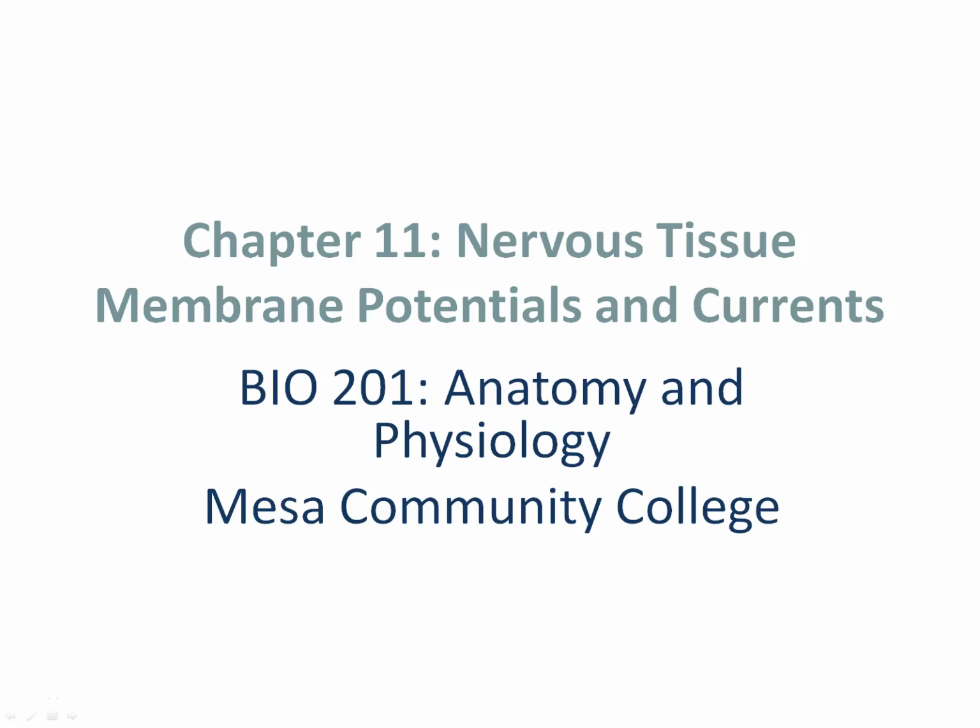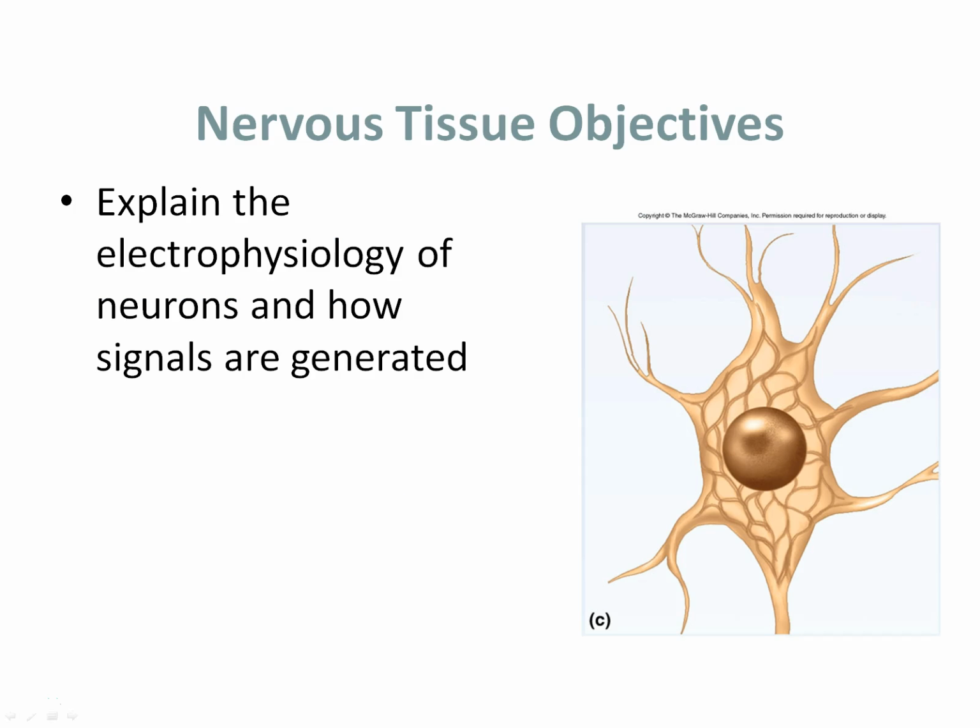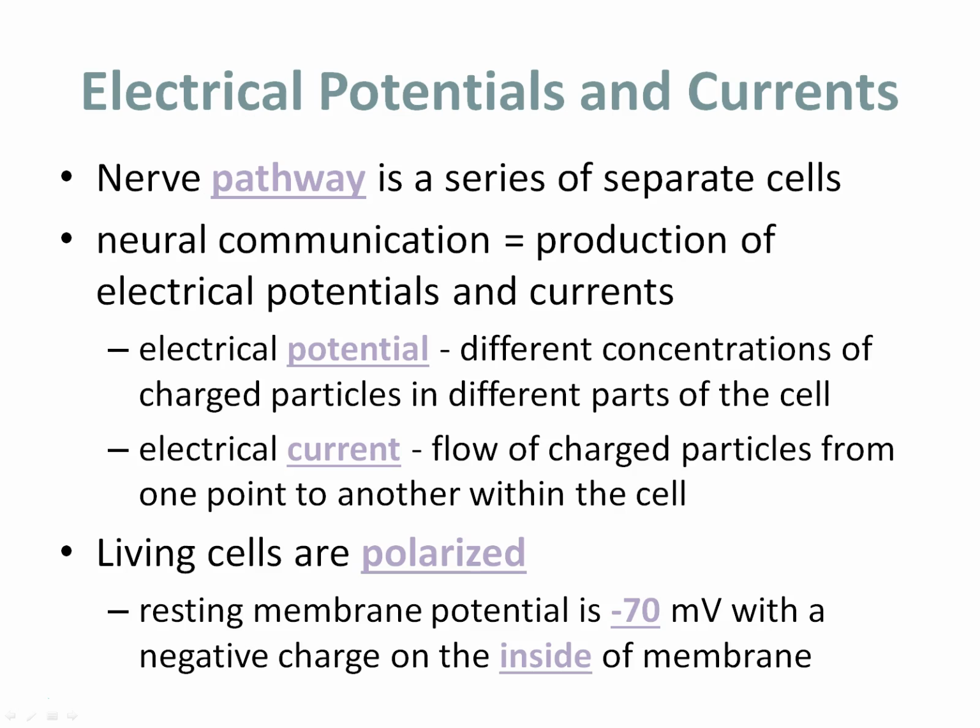Our third section of nervous tissue discusses membrane potentials and currents. This is the electrophysiology of neurons and how signals are generated. A nerve pathway is a series of separate cells. Neural communication is the production of electrical potentials and currents along that pathway of cells.